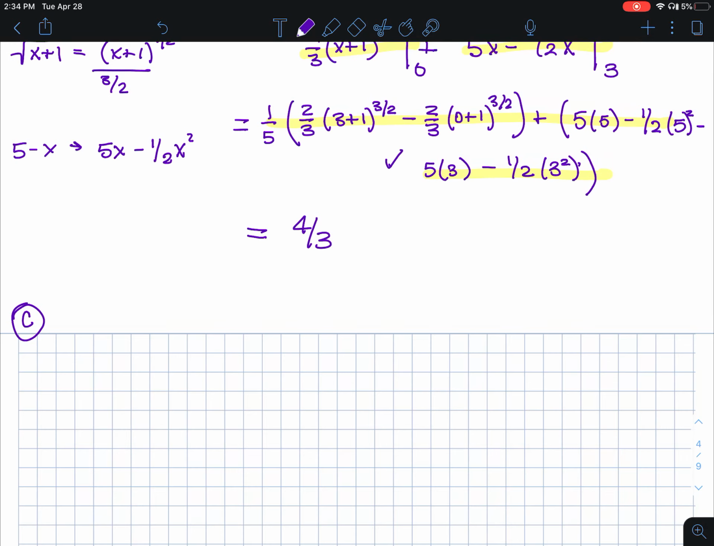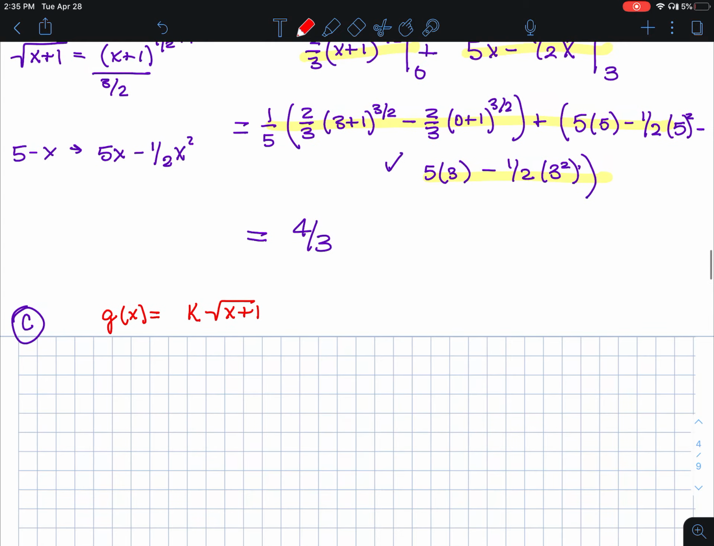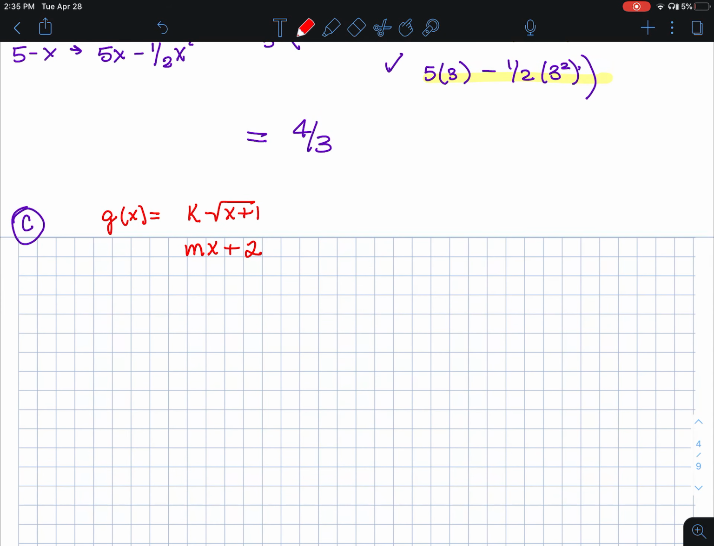Part C, I went over a little bit in our morning session. Suppose that the functions are defined by g of x equals k root x plus 1 and mx plus 2 for the other half. I'm not going to write it all down. You can look it up at the top. So it wants to know if g is differentiable at x equals 3, what are the values of k and m? So once we hear that it's differentiable, that indicates we're going to have to take the derivative.